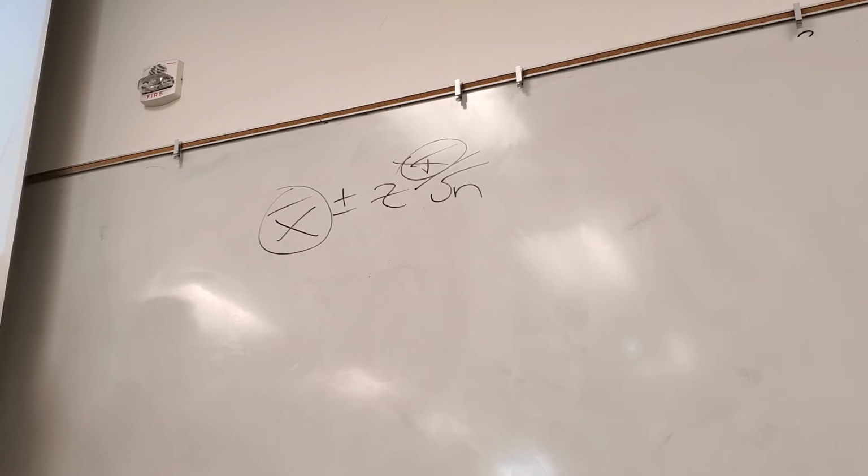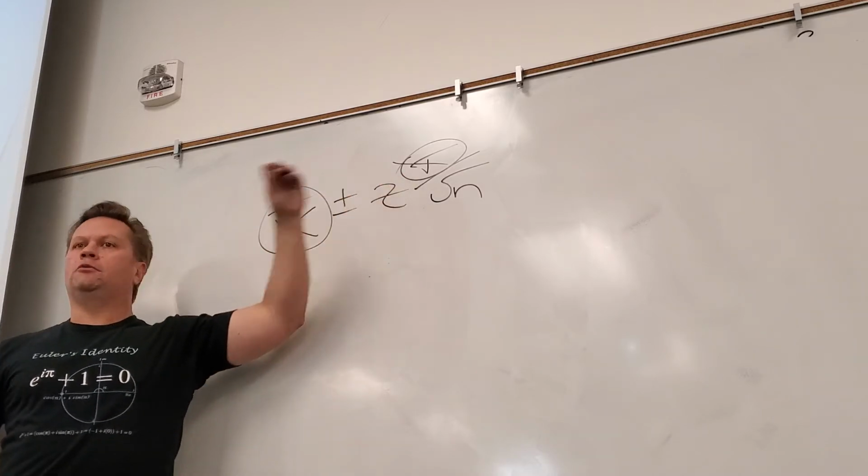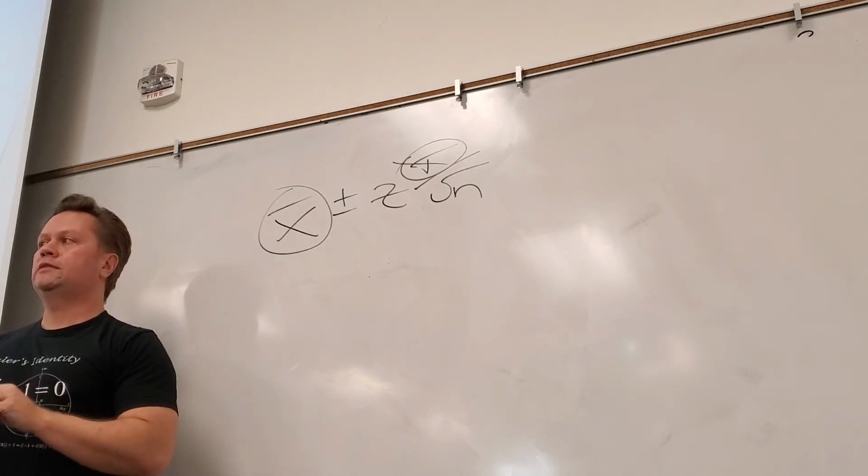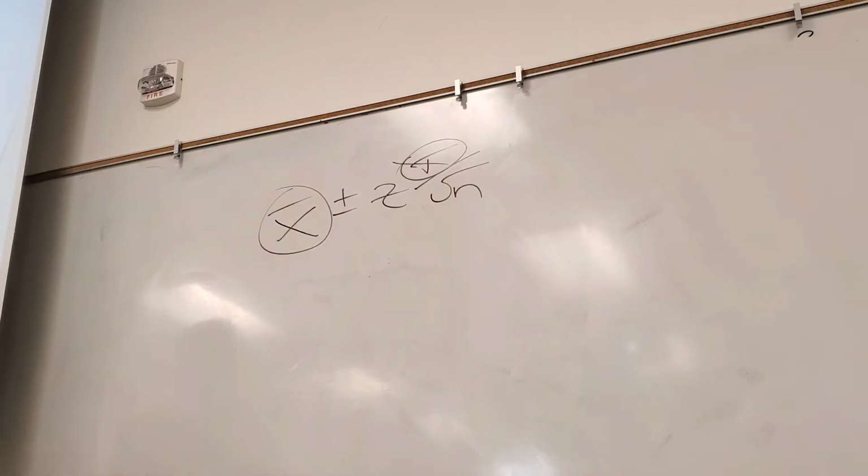If there is a piece of what I'm working with that I'm not sure about, so if I don't know sigma, what's the next best thing I can use? What does sigma represent? Standard deviation of a population. So if I don't know that, what's the next best thing? S, the standard deviation of the sample I take, right?